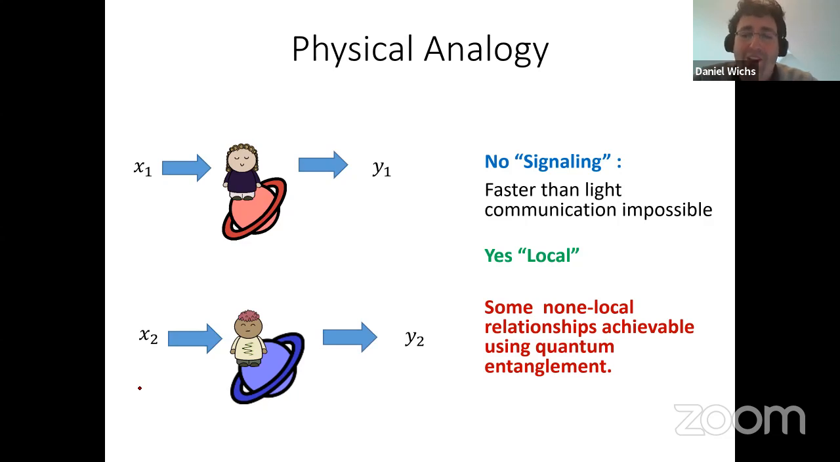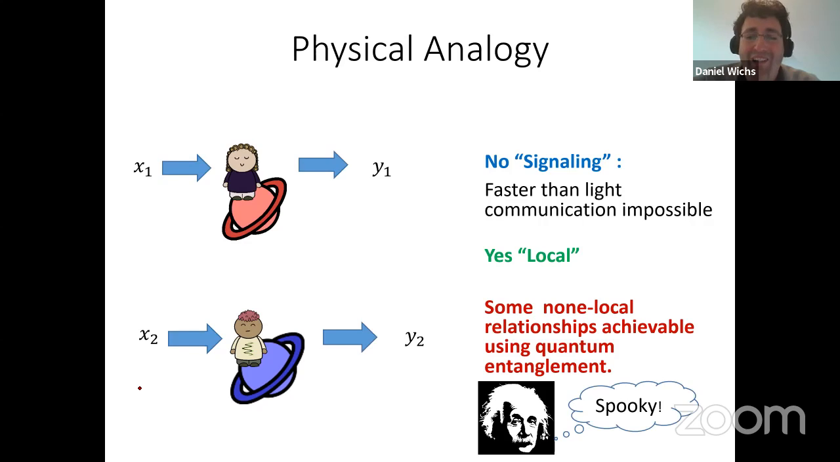Very surprisingly, using the properties of quantum physics, if these parties share some quantum entanglement ahead of time, then they can actually do this. They can generate non-local, non-signaling relationships between the Y's and X's. For example, exactly the relationship I mentioned on the last slide, where the Yi's are secret shares of the AND of X1 and X2. You can at least do this with better than trivial probability. Einstein thought this was a spooky fact about quantum physics, so he called it spooky, and that's why in the encryption setting we call it spooky encryption.